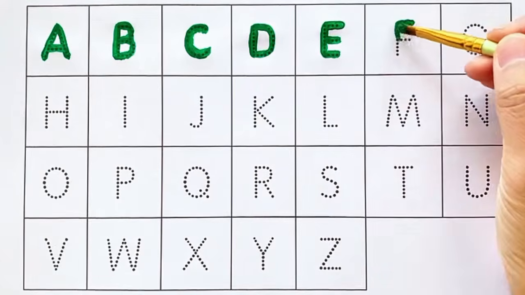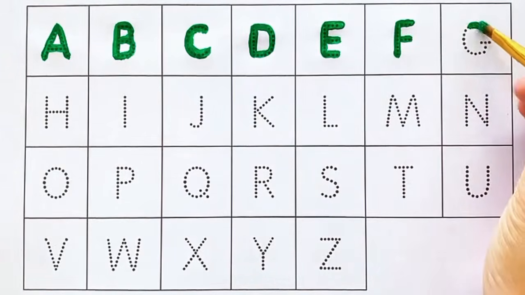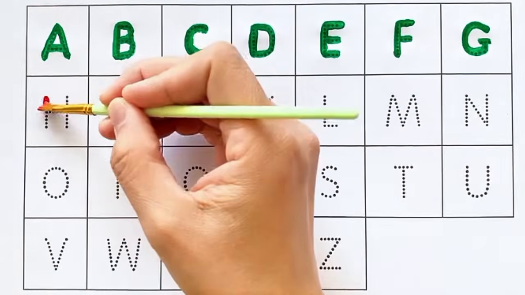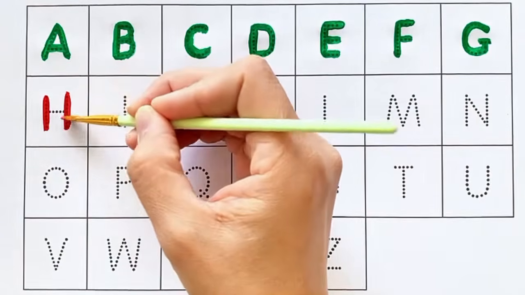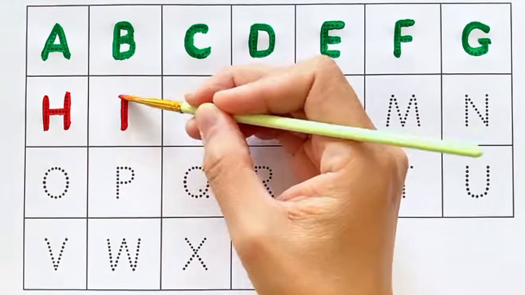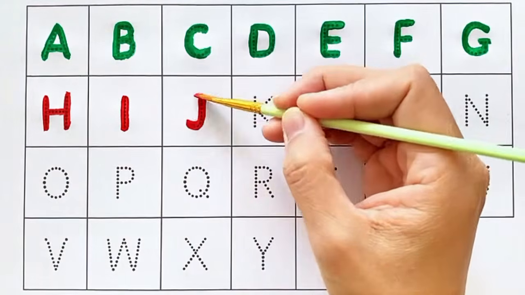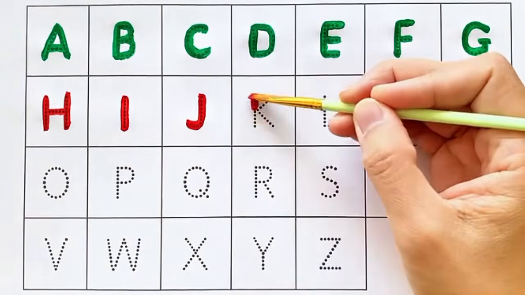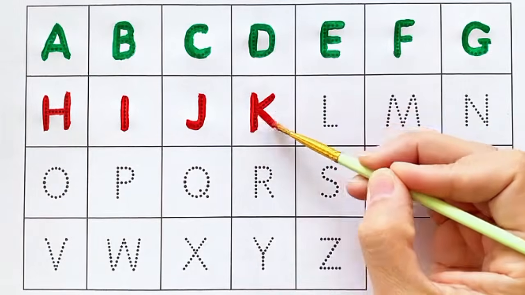F for frog, frog. G for goat, goat. Red color, H for horse, horse. I for iguana, J for joker, K for kangaroo, kangaroo.